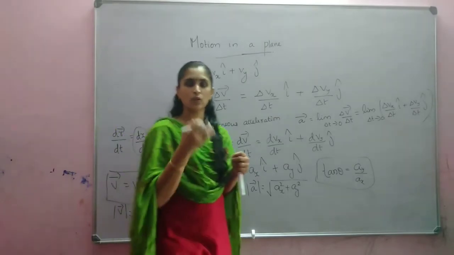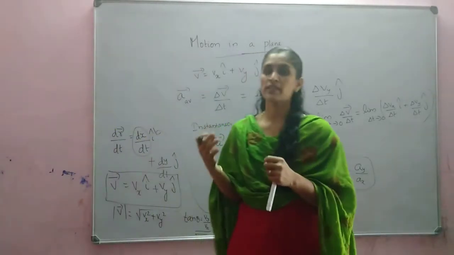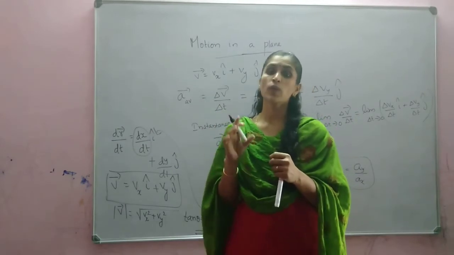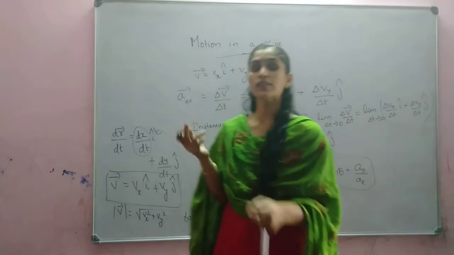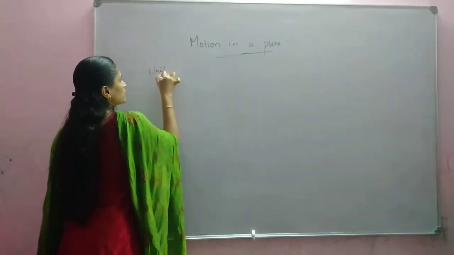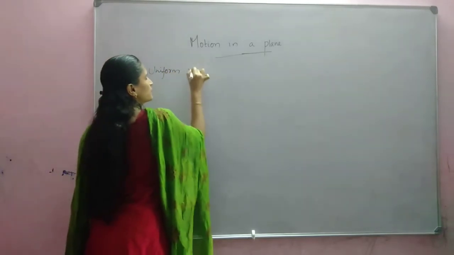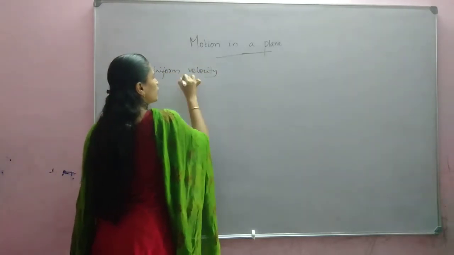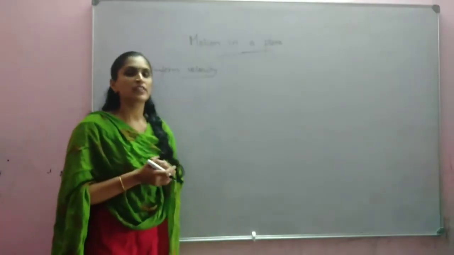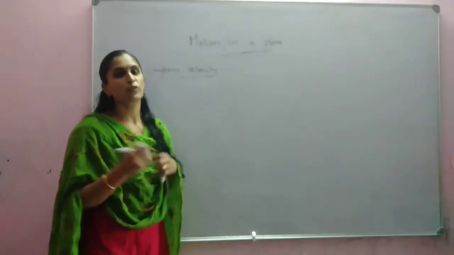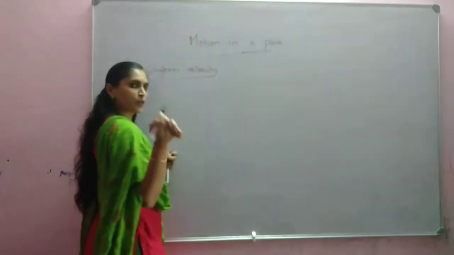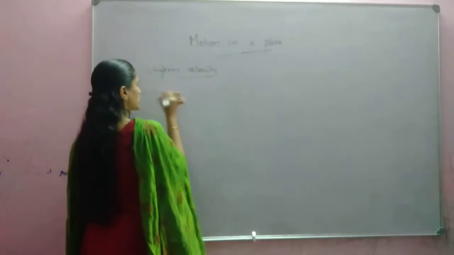Now we will discuss the motion of an object in a plane with uniform velocity. Okay, velocity is the same. Motion with uniform velocity. Uniform velocity means acceleration will not be there, velocity is constant. So we can write displacement is equal to velocity into time. No? Or normally what we write, velocity is equal to displacement by time.